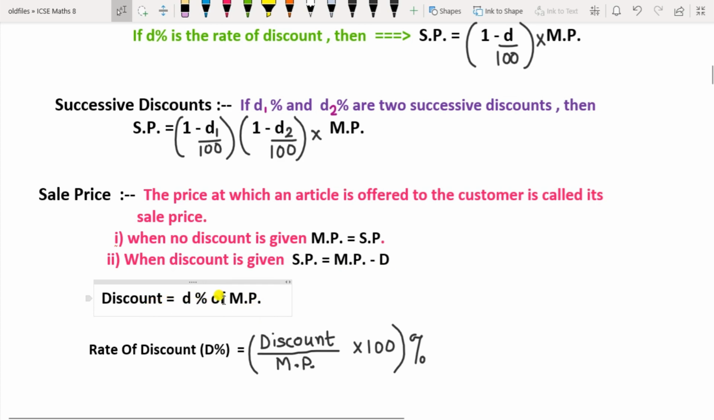So discount in rupees equals D percent of MP, and D percent, that is the rate of discount, will be equal to discount upon MP into 100. So it is the same formula modified here. If you want to find D percent, then it will be discount upon MP multiplied by 100 percent.